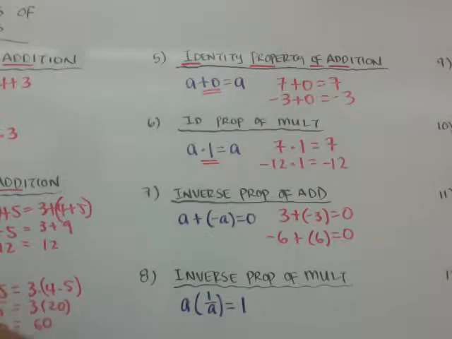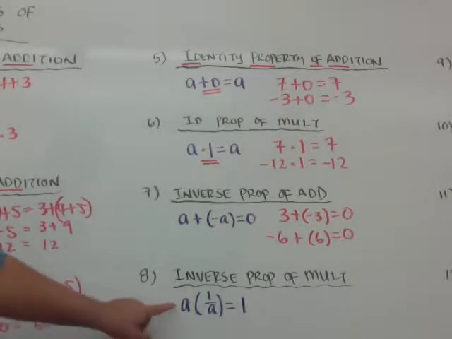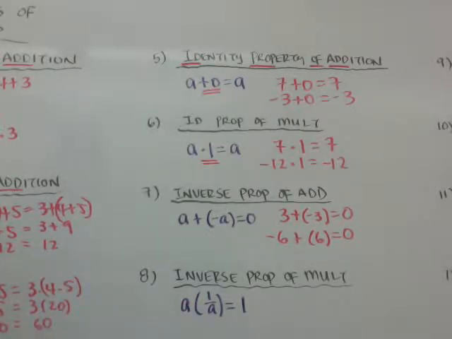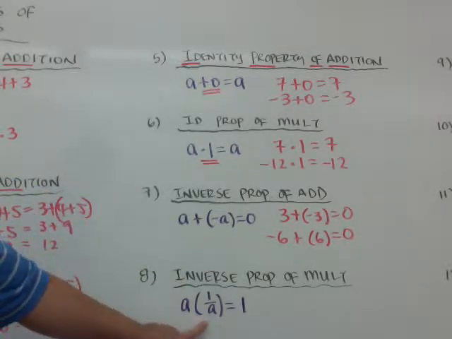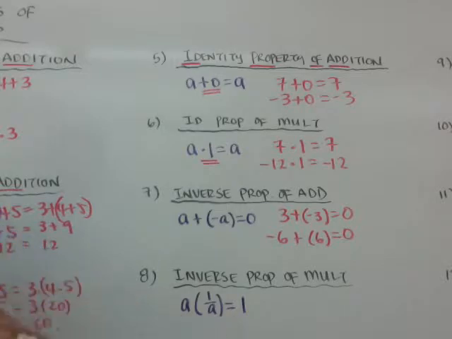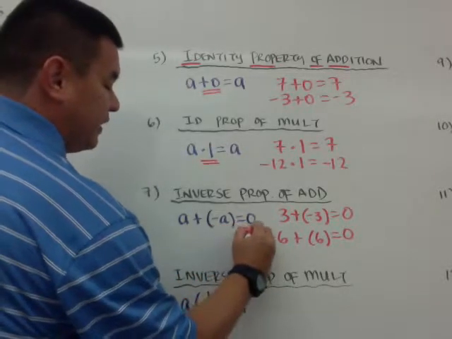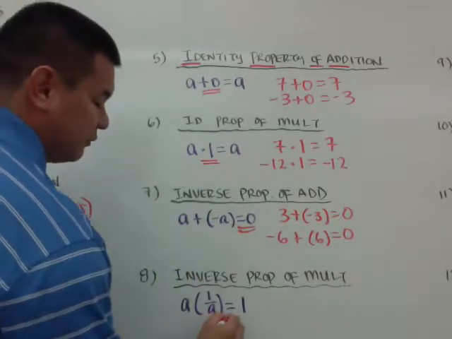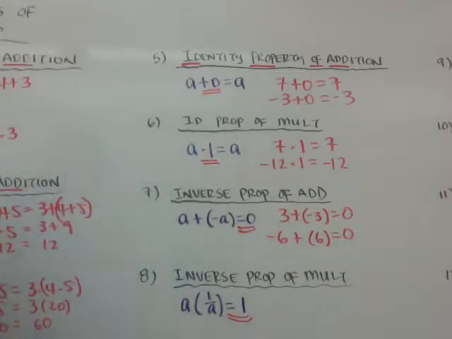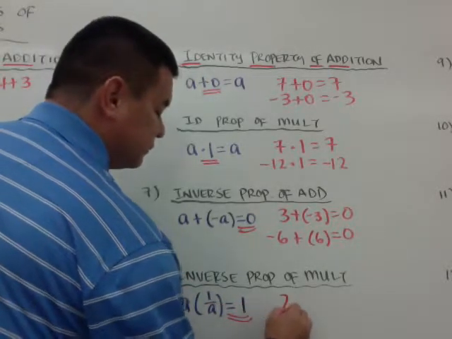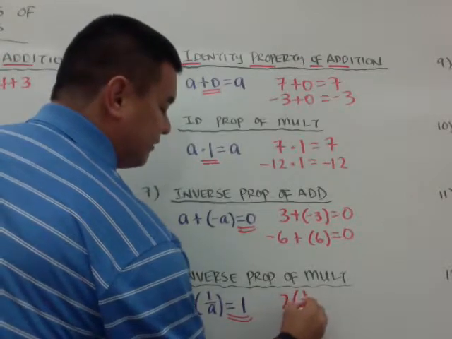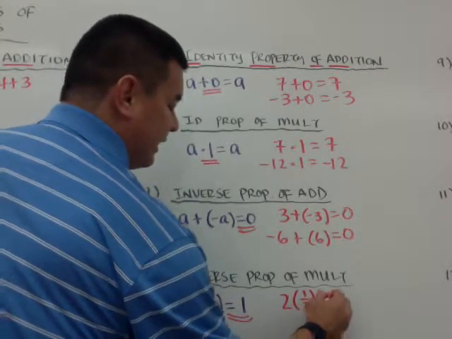The inverse property of multiplication, we had this one. A number times its reciprocal, which is the multiplicative inverse, is equal to 1. This was the additive inverse; this is the multiplicative inverse. So you can see in the inverse property of addition, it equals 0, whereas in the inverse property of multiplication, it equals 1. So what this is saying is if I had 2, I would multiply it by its inverse, which is 1/2, and that is equal to 1.